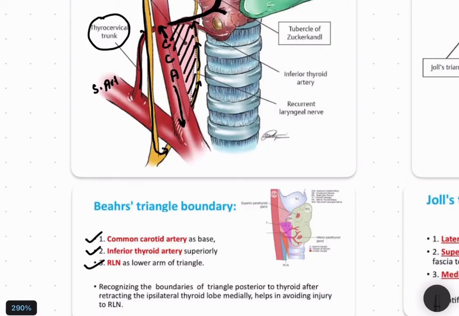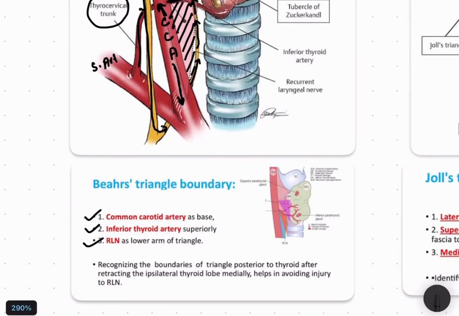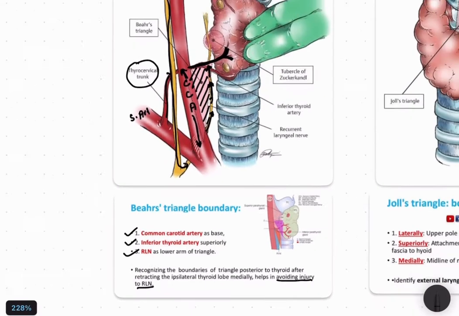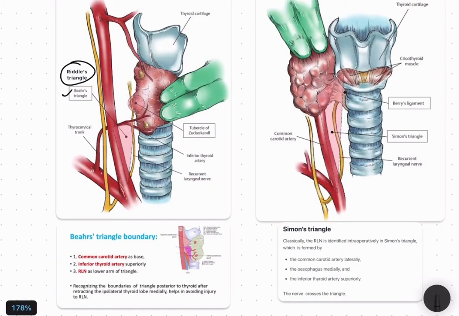What is the importance of this triangle? This triangle is important for recognizing the recurrent laryngeal nerve, to avoid injury to it. Once you identify Beard's triangle, you know that the recurrent laryngeal nerve is what is forming this border. So you have to be much more conscious while you are dissecting. Now this is Beard's triangle. This triangle is also known as Riddle's triangle.